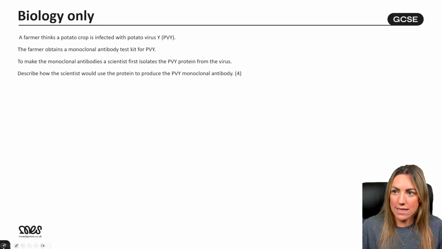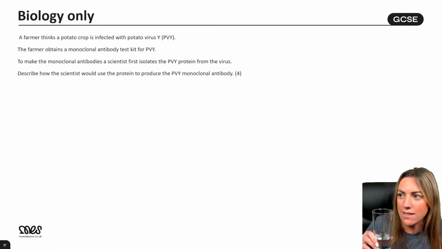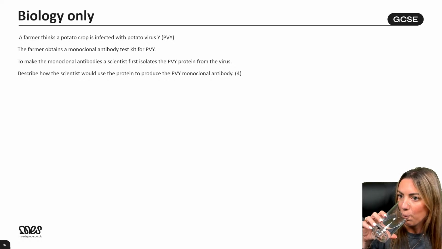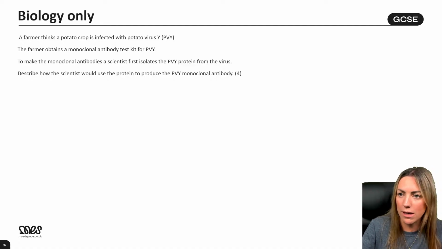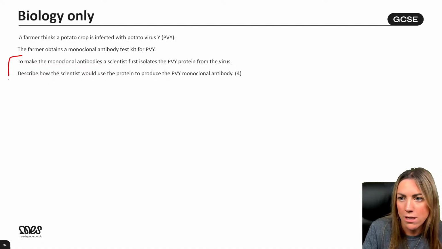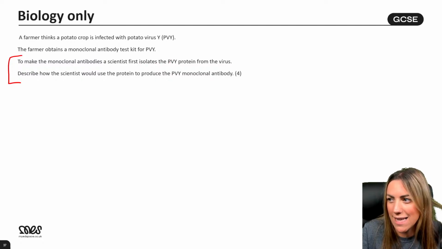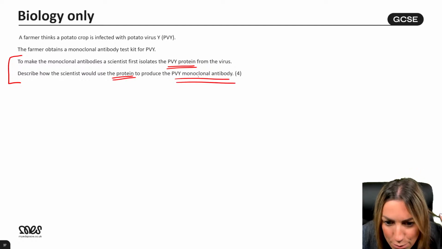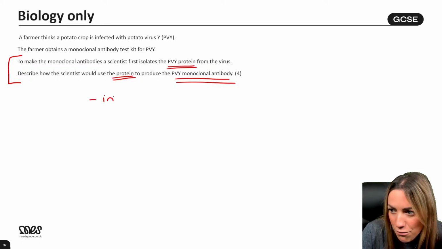A farmer thinks that a potato crop is infected with a potato virus called PVY. The farmer obtains a monoclonal antibody test kit. Kind of irrelevant because we're basically being asked how to make monoclonal antibodies. This did not come up last year, guys. So a lot of people are saying it will, but who knows? To make the monoclonal antibodies, a scientist first isolates the viral protein. Describe how the scientist would use this protein to produce monoclonal antibodies. You don't have to know this for combined. Right, let's go through the model answer.